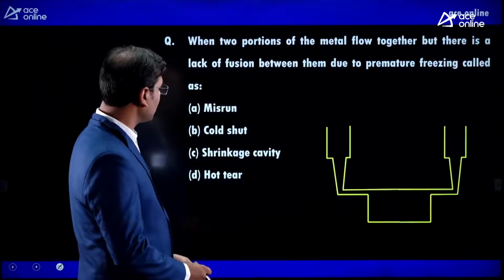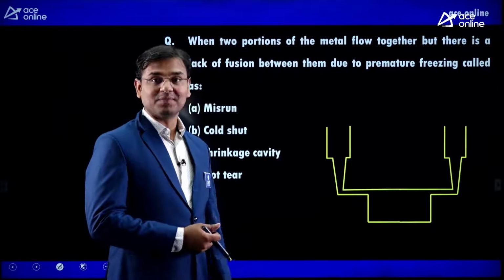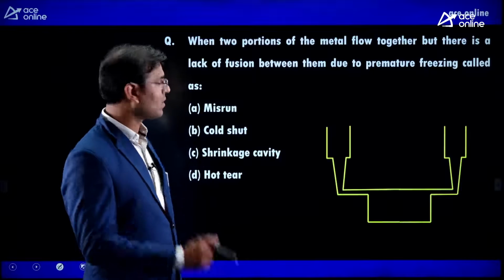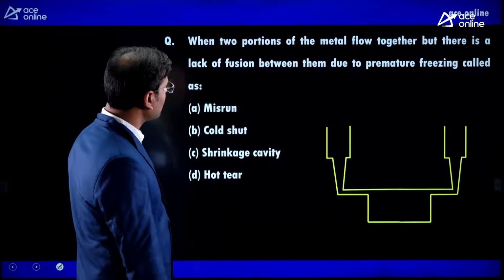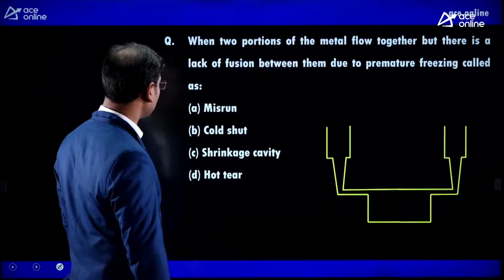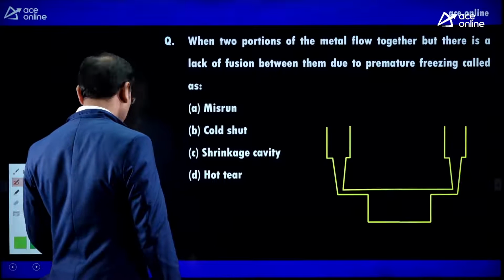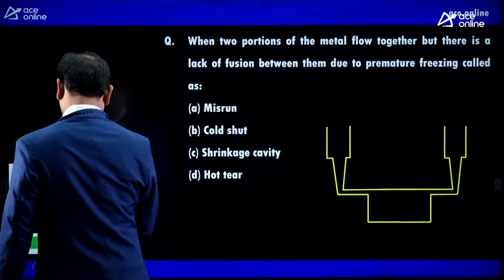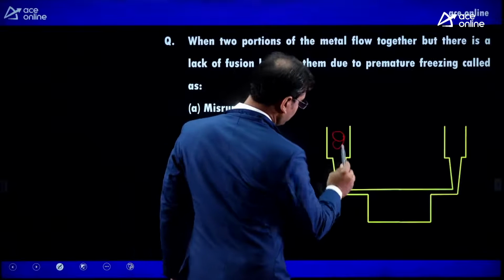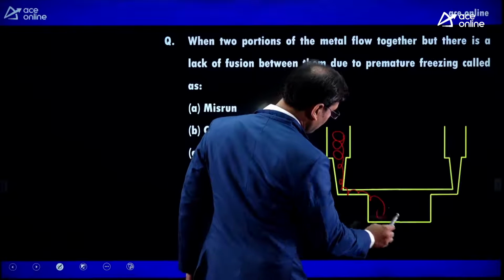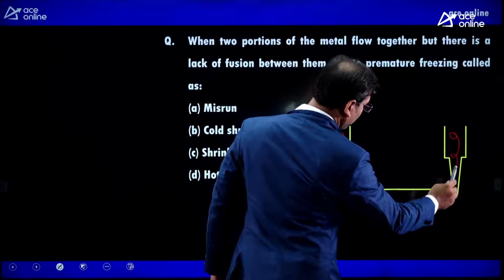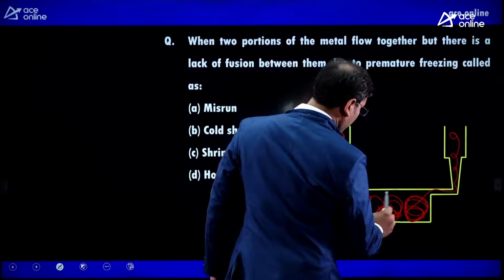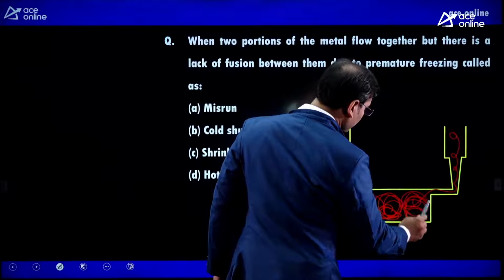Okay, now see the next question. Guys, in your exam, the casting defects are very important, the welding defects are also very important. Now see, when two portions of the metal flow together, but there is a lack of fusion between them, just see some molten metal is going to enter. Just see the molten metal is entering from here, and at the same time the molten metal is also entering from here. Guys, both molten metals need to fuse.